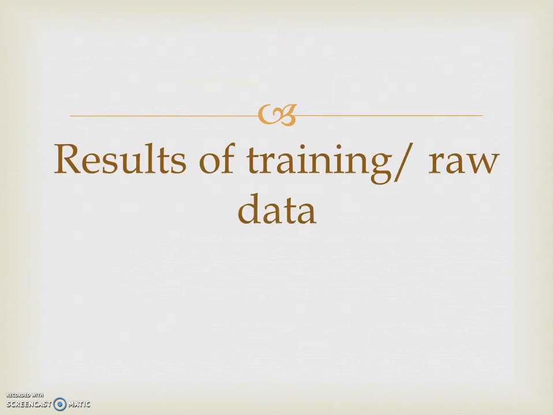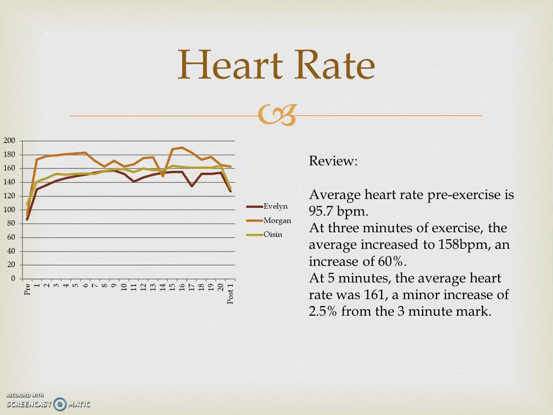So here are the results of training and the raw data analysis. So for heart rate, the review. The average heart rate pre-exercise was 95.7 beats per minute. At 3 minutes of exercise, the average increased to 158 beats per minute, a massive increase of 60%. At 5 minutes, the average heart rate was 161, a minor increase of 2.5% from the 3 minute mark, showing a plateau. On the left here, you can see the graph of our performer's heart rate. On the left is the beats per minute, and on the bottom is the timings.